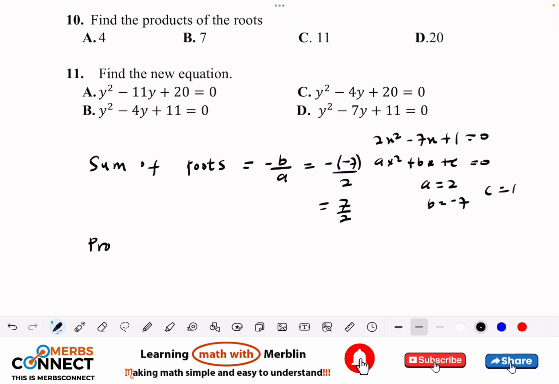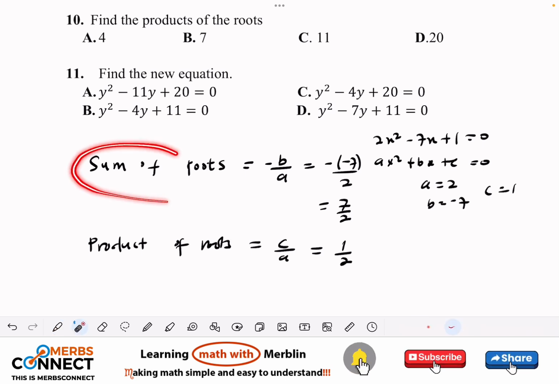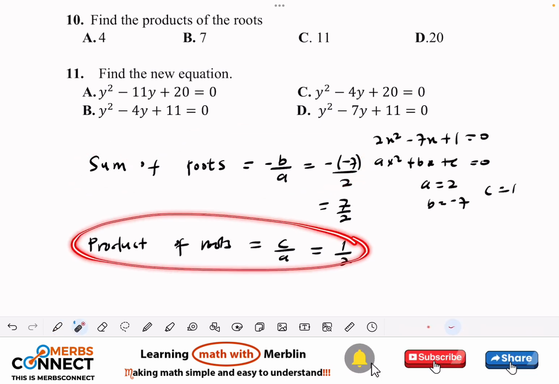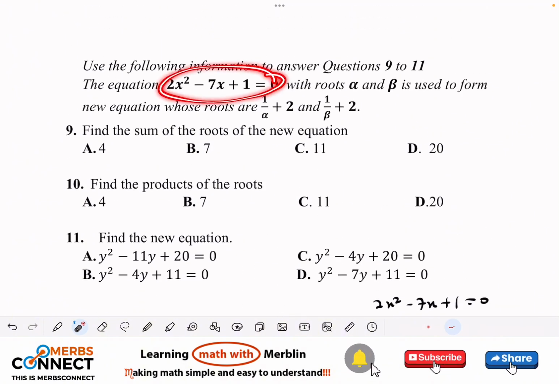Let's look at the product of roots. The product of roots is equal to c over a. What is c? C is 1 and a is 2, so 1 over 2. So this is the sum of roots and the product of roots of the equation, right?